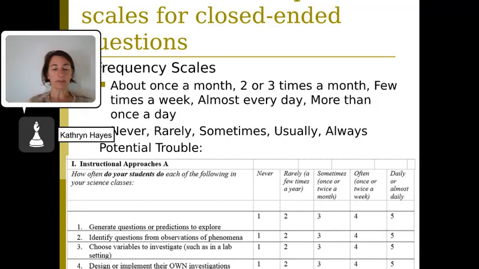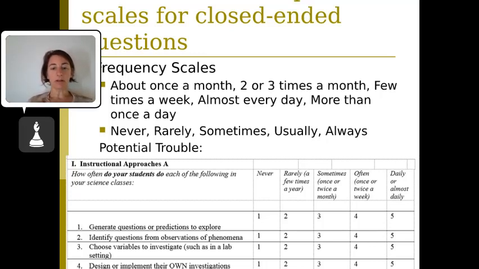You can also do frequency scales. So you can ask, do you ever, never, to always do a frequency, do something. You can also ask, do you do it once a month, 2 to 3 times a month, etc. And this can be really helpful when looking at behaviors. Behaviors can include things like instructional practices.